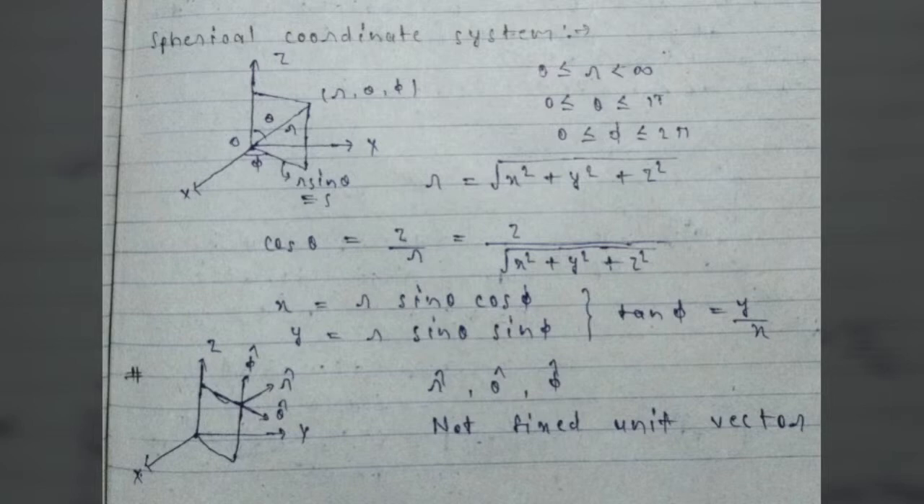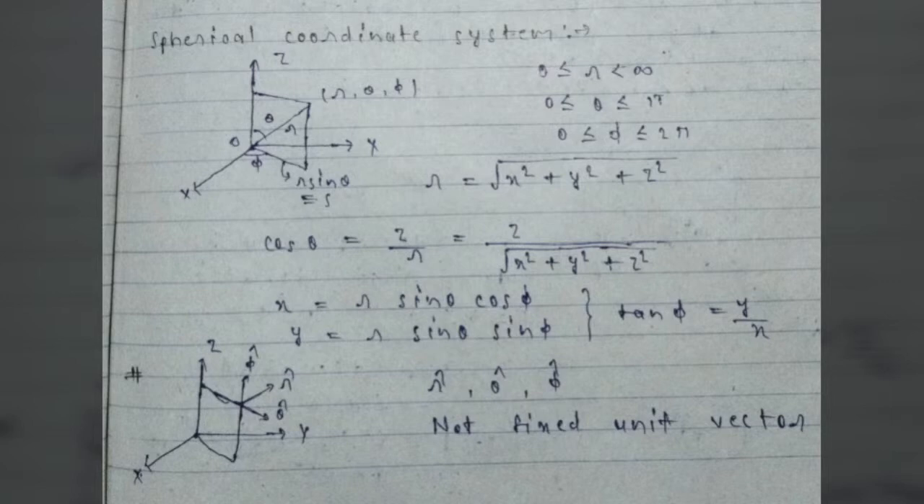Relationship between r, theta and phi with Cartesian coordinates: r, you can see immediately, is nothing but the square root of x square plus y square plus z square. Theta is the angle between the z axis and r, and therefore you can immediately see that cosine of theta is going to be given by z over r, or z over square root of x square plus y square plus z square.